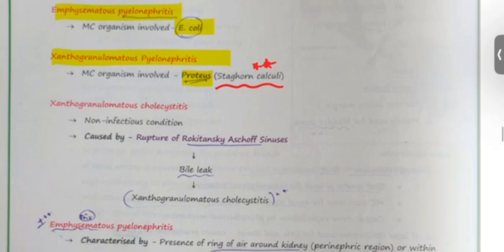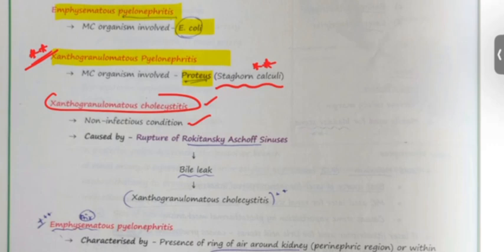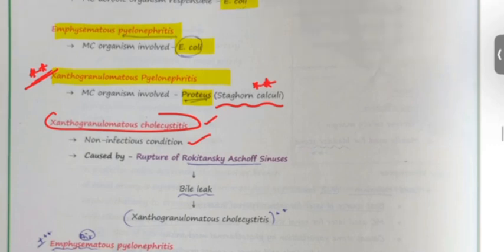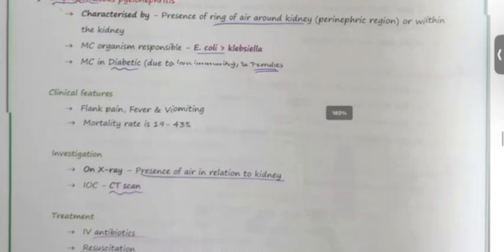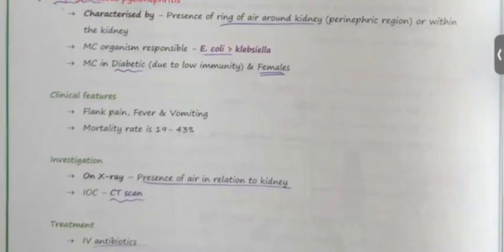Similarly, there is xanthogranulomatous cholecystitis of the gallbladder, which is a non-infectious condition. This is just inflammation, non-infectious, but the kidney counterpart is an infection. So it's just an analogy, showing similarities between gallbladder infection and kidney and ureter infection. Starting with emphysematous pyelonephritis.